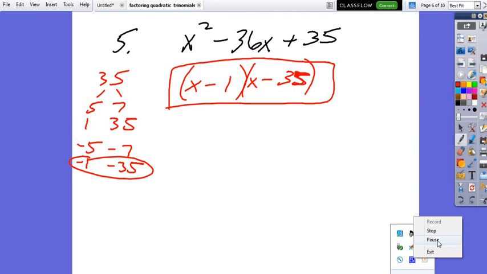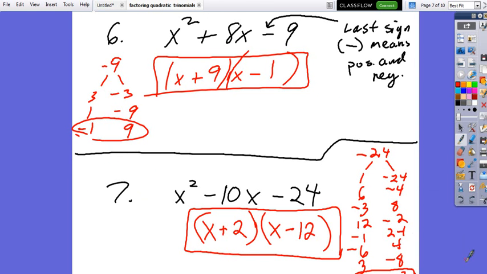Okay, so in number 6, x squared plus 8x minus 9. The key thing here is that the last sign is negative. This means that in parentheses you're going to have a positive and a negative. It doesn't matter what order you put the positive and the negative. I generally put the positive first. But you're going to have to make sure you put the appropriate factor with the sign. So you know you're going to have x and x. My last term is -9, so I want the factors of -9 that combine to give positive 8.